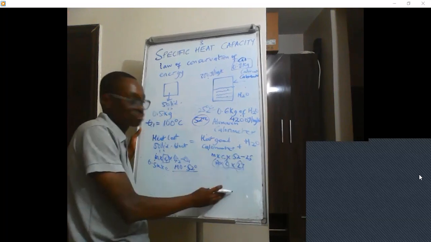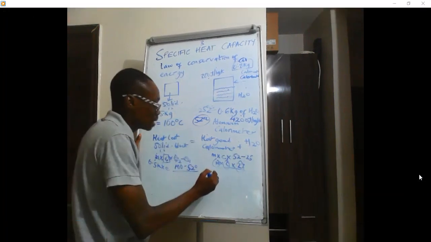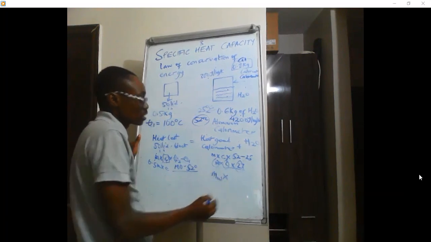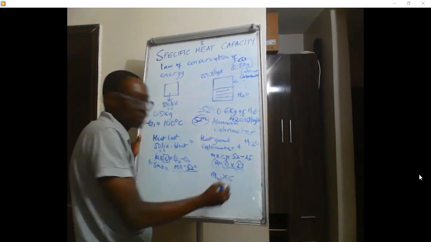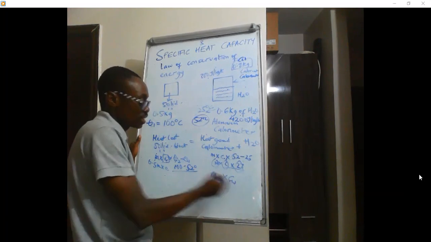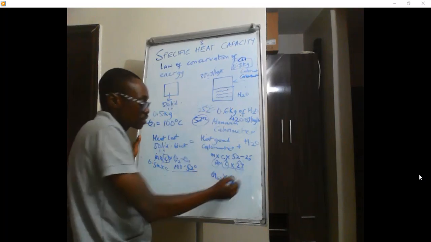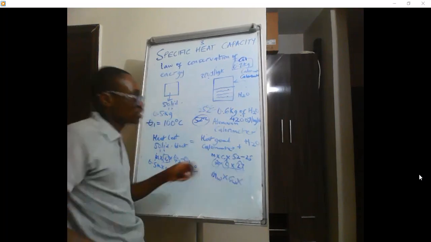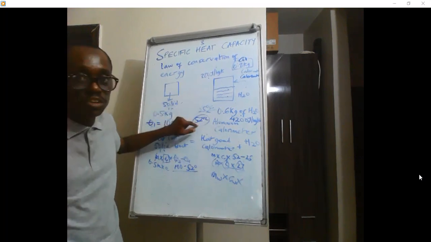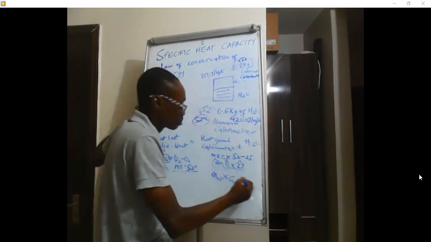Okay. So next is to calculate the heat gain by water. So the heat gain by water is going to be the mass of the water, MW, times the specific capacity of water, which is 4,200. The mass of water here was 0.6 kg. You put 0.6 kg here. Then the temperature difference. The temperature of water actually rose from 25 degrees Celsius to 52 degrees Celsius. So you're going to have 52 minus 25, that is 27.